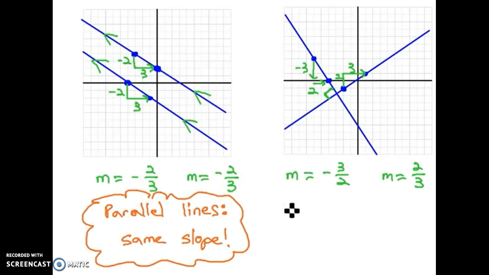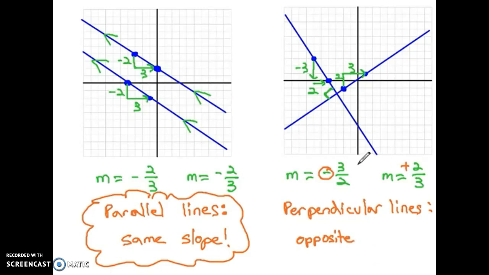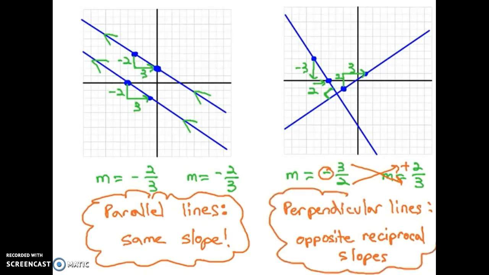This suggests an important property about perpendicular lines. Notice the slope of perpendicular lines: one is negative and one is positive. They are opposites. Also notice that the slopes are upside down, 3/2 and 2/3. They are reciprocals. This is our last property we need to know: perpendicular lines have opposite reciprocal slopes.